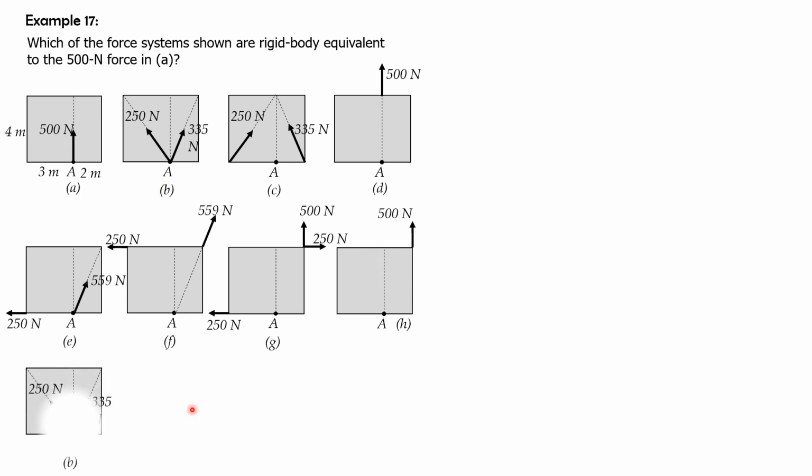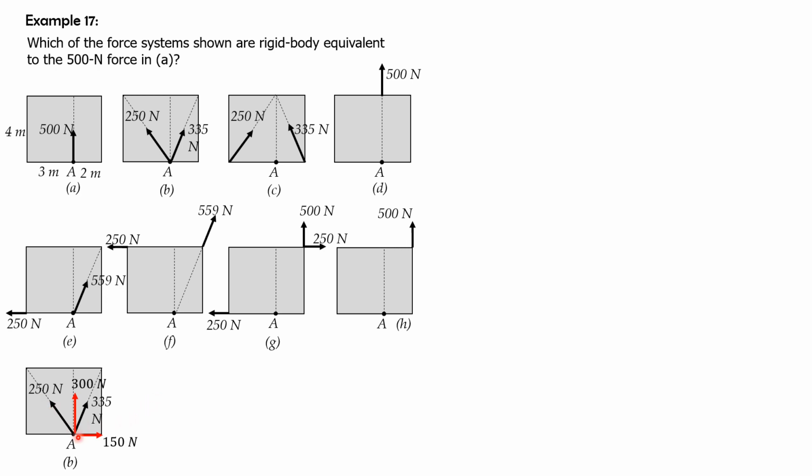So for B, the slope of this line is 2 horizontal, 4 vertical, which can be reduced to 1 horizontal, 2 vertical, then the hypotenuse is square root of 5. The x component of 335 therefore is 335 times 1 over square root of 5 to the right, and that is rounded up to 150 newtons. The vertical component is 335 times 2 over square root of 5, so that would be 300 newtons rounded up.